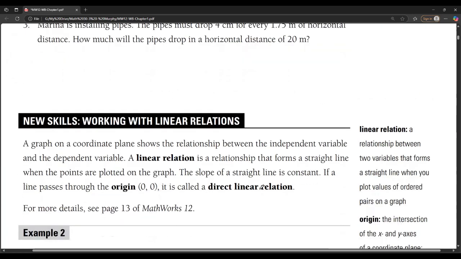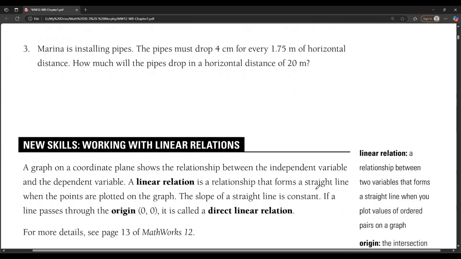Okay. Marina is installing pipes, and the pipes must drop 4 centimeters for every 1.75 of horizontal distance. How much will the pipes drop in a horizontal distance of 250? Okay, so this is actually asking two things.